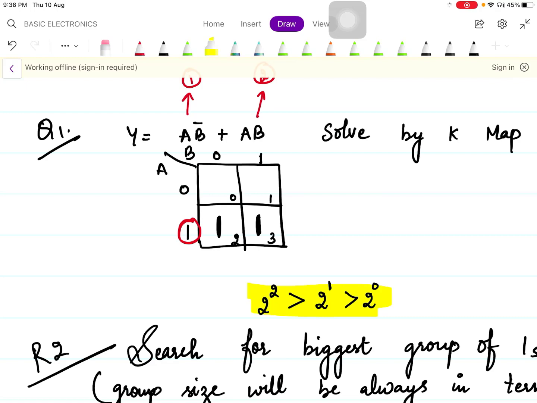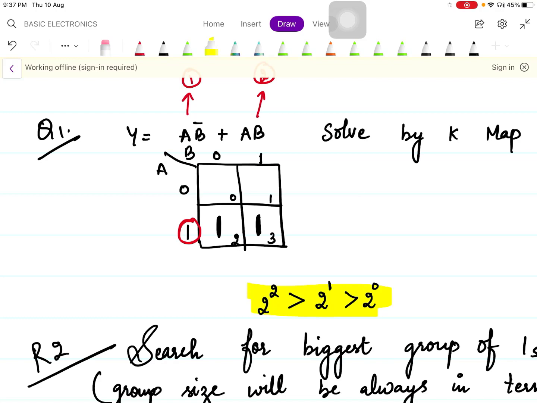If a group of 4 is not found anywhere, then you do not have to search for a group of 3. In fact, the next level will be 2 raised to the power 1. That means we have to search for a group of 2. If we do not find a group of 2 in any case, then we have to go one level down. That means we have to search for a group of 2 raised to the power 0, which is 1.